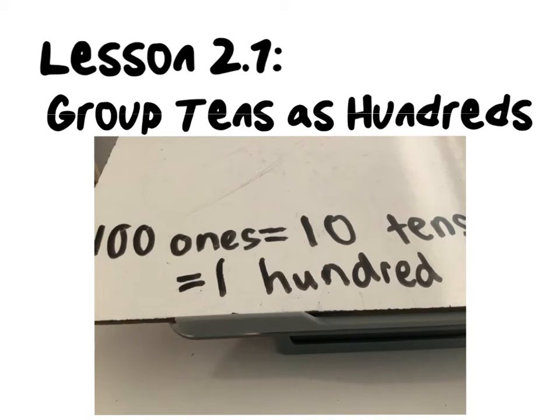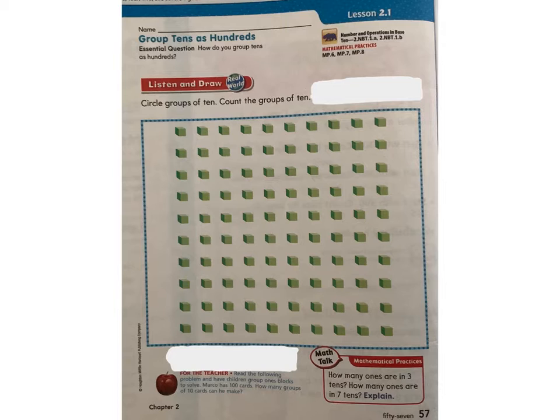Let's now take out our book and turn to page 57 and let's practice together. So you're on page 57 in your math book that has the colored pictures in it. On this page, it has a bunch of 1 blocks, and it says to circle groups of 10 and then count the groups of 10.